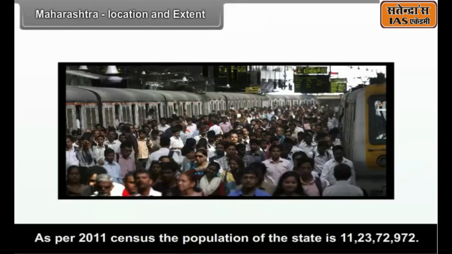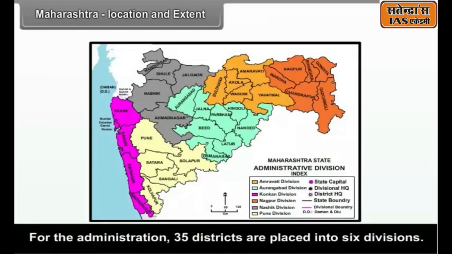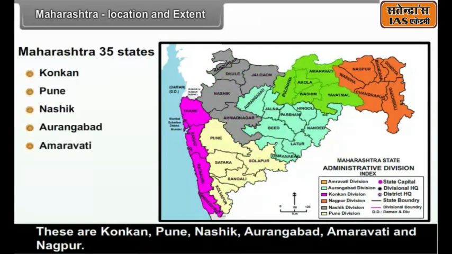As per the 2011 census, the population of the state is 11 crores 23 lakhs 72,972. This population is distributed in approximately 41,000 villages and 378 urban centers. For administration, the 35 districts are placed into 6 divisions. These are Konkan, Pune, Nasik, Aurangabad, Amravati and Nagpur.